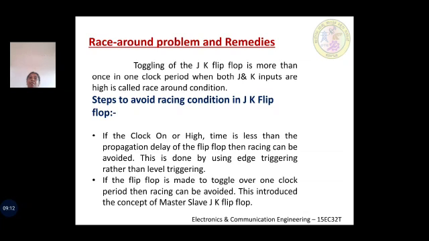master-slave flip-flop. One of the methods to avoid the race around problem is, as you see in the first point, if the clock is in on state or high state for a time less than the propagation delay of the flip-flop, then racing can be avoided. This can be done by making use of edge triggering rather than level triggering. Next, second case, if the flip-flop is made to toggle over one clock period, then racing can be avoided. This introduced the concept of master-slave flip-flop.